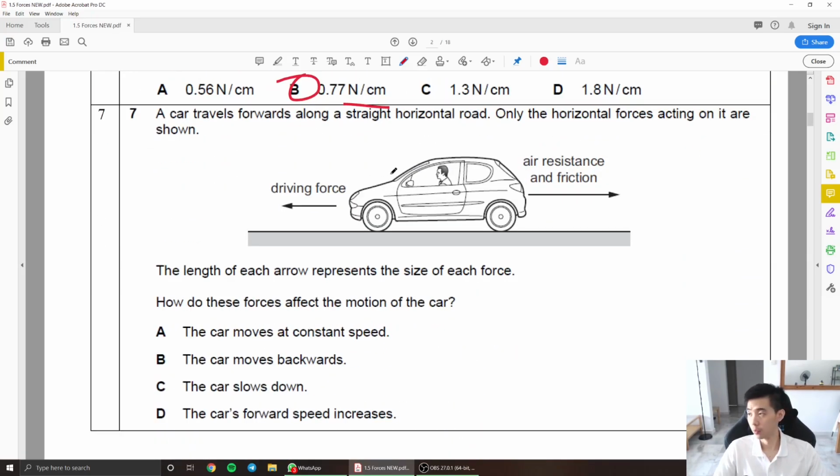Alright, moving on. A car travels along a straight road. Only the horizontal forces acting on it are shown. The length of each arrow represents the size of each force. How do these forces affect the motion?